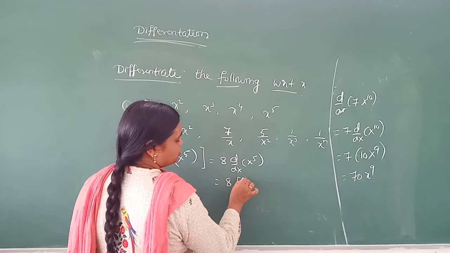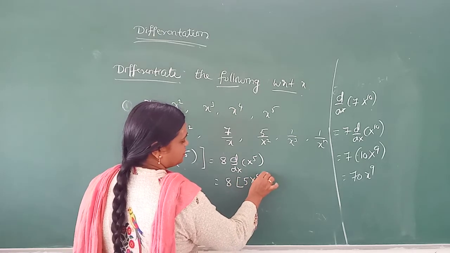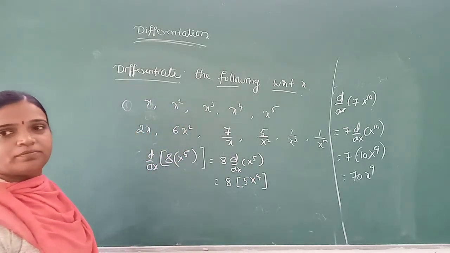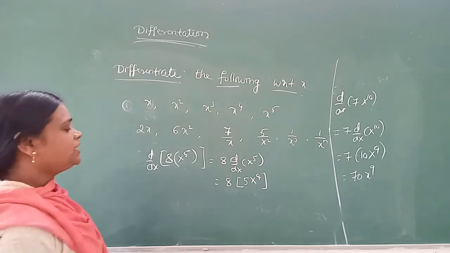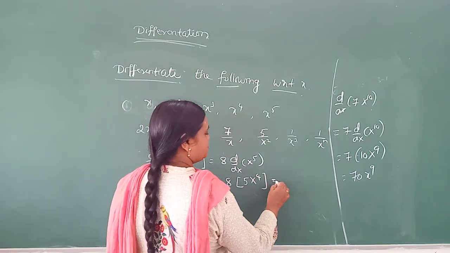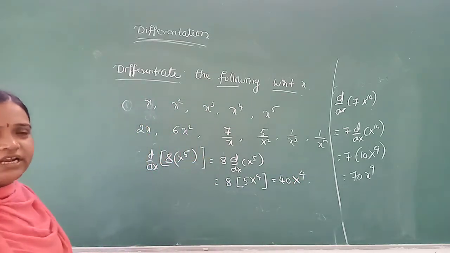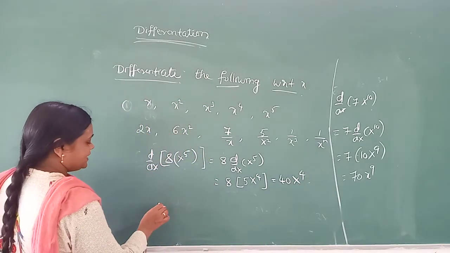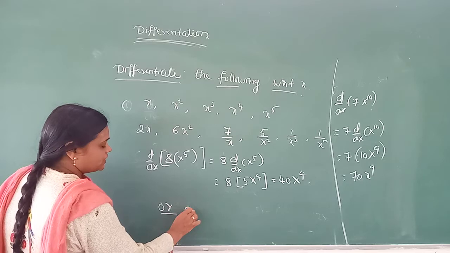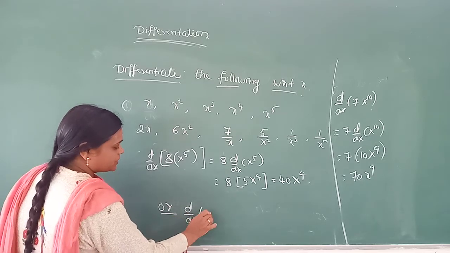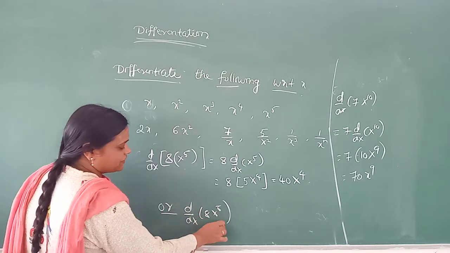Differentiation of x to the power 5 is what? 5x to the power 4. Power should be multiplied and power of x should be reduced by 1, means 40x to the power 4. Or else you can write directly, or see, d by dx of 8x to the power 5 is given.